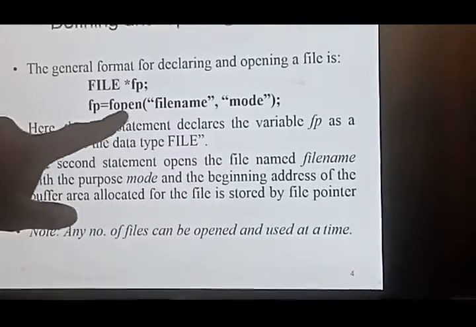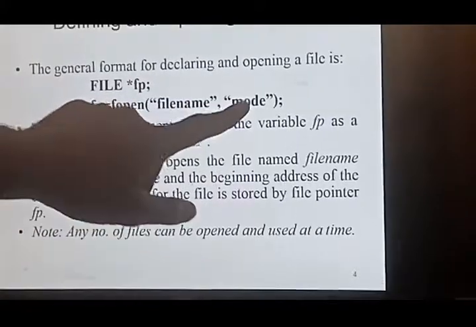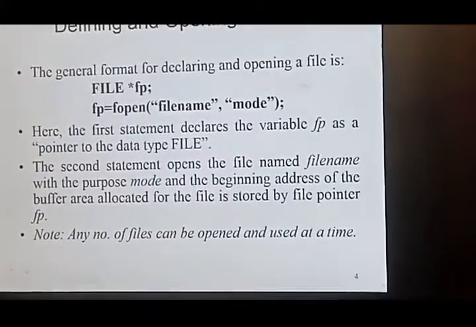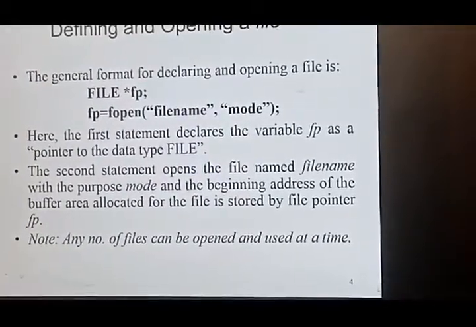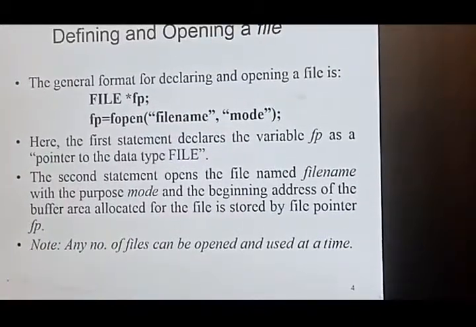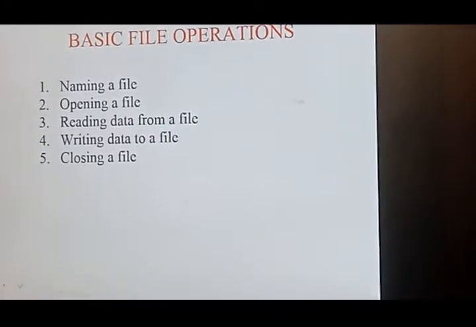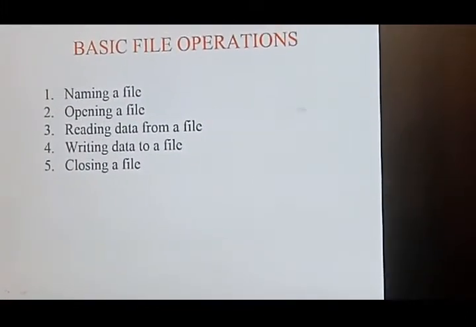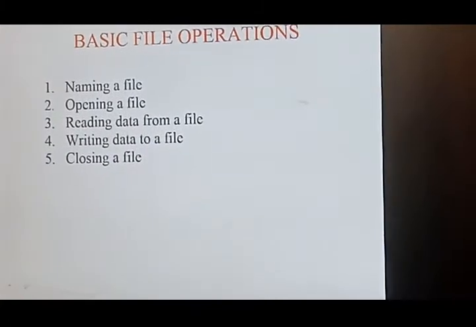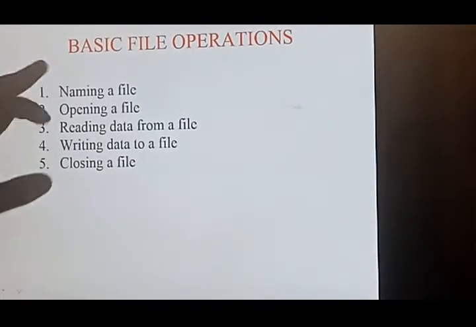So here is a command: I am going to open a file with the specified file name and with the specified mode. Before going into this, you have to know what the basic operations in a file are. You are going to name the file. After naming it, you are going to open it. You are going to read the data from the file. You are going to write the data into the file, and after any process has been done, it is required to close the file, which confirms the data that you have written or read. So these are the basic operations.